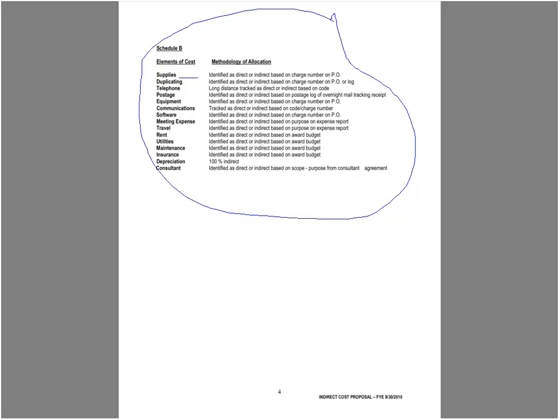The only one here that really differs is depreciation. Depreciation is 100% and can only be recovered as an indirect charge. Depreciation is only recovered as an indirect, as a part of your G&A. That's why many of you are not recovering some important infrastructure costs because you have no G&A. The same with your occupancy. Consultants, they're identified as direct or indirect based on the scope or purpose from the consultant's agreement. So that's how they handled and described this. So that may give you some more insight.